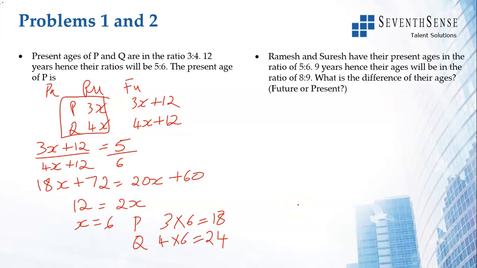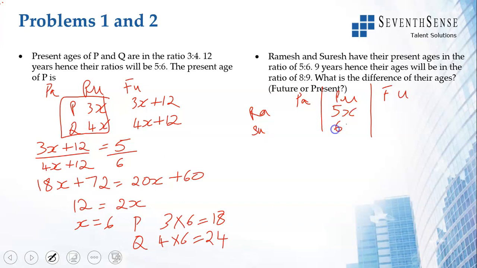Ramesh and Suresh. Okay, I'll do past, present and future. So Ramesh and Suresh, present ages are in the ratio 5:6. I'll write Ramesh here and Suresh here. Ramesh is 5x, Suresh is 6x. 9 years hence, their ages will be 5x plus 9 and Suresh's age would be 6x plus 9. Their ages are in the ratio 8:9. So they've asked for the difference of their ages, but they've not told whether the difference of the ages needed is in the future or the present.